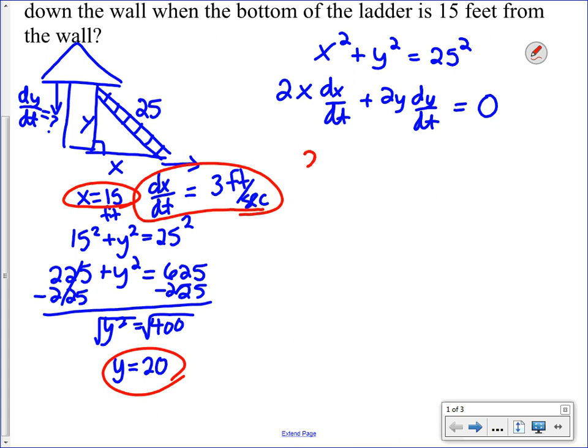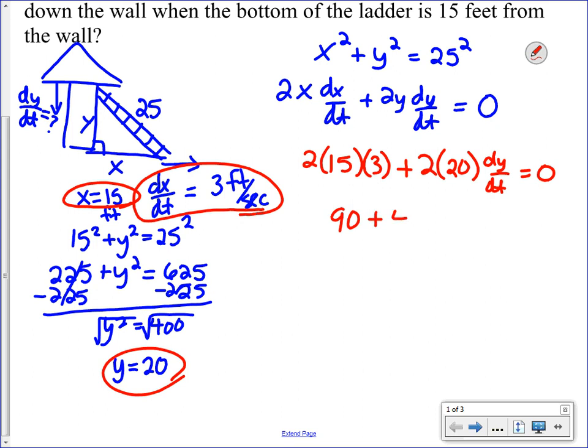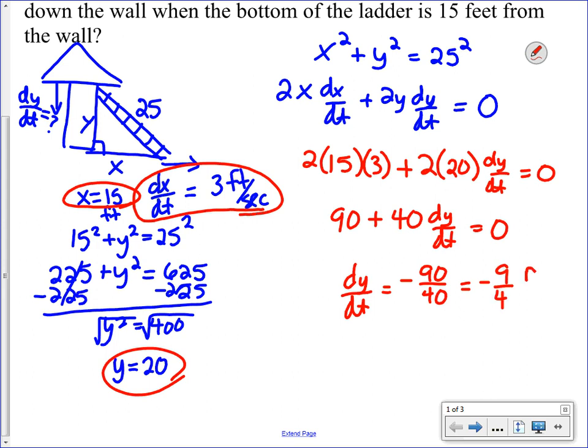All right, so we get 2 times 15 times 3 plus 2 times 20 times dy/dt equals 0. All right, clean this up. We get 90 plus 40 dy/dt equals 0. Solve it for dy/dt, so we're going to subtract 90, divide by 40. So we'll get negative 90 over 40, and then we can just reduce that to negative 9 over 4. And again, always include your units of measure, so that would be feet per second.